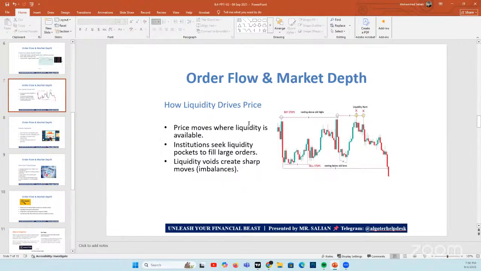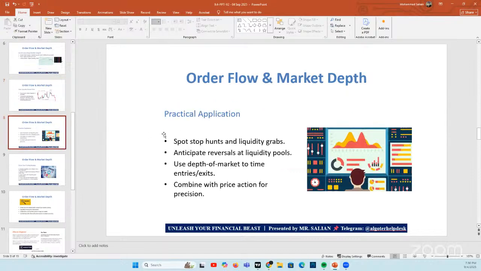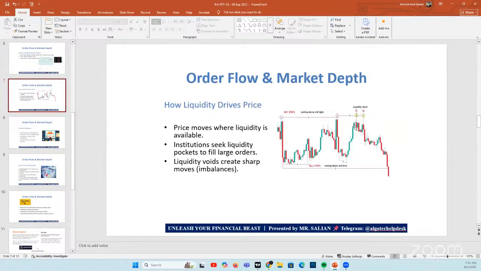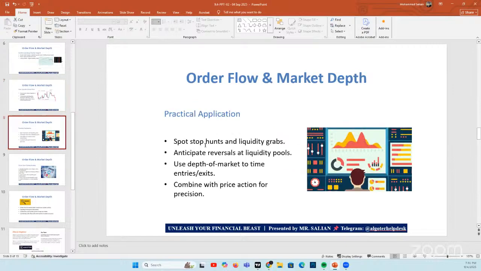So that's all about the liquidity. I hope you already know about this. We've already discussed this many times. And for the practical application, spot stop hunts and liquidity grabs, just like this. I think I've already shown you how to know that there's a liquidity or stop hunt that happened on that price action. Anticipate reversals at liquidity pools.